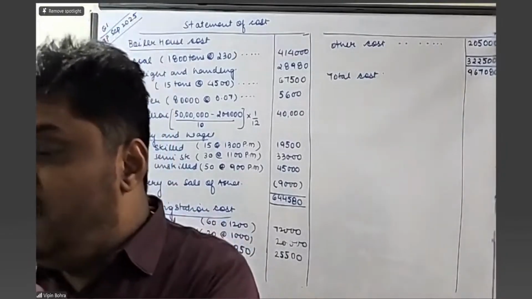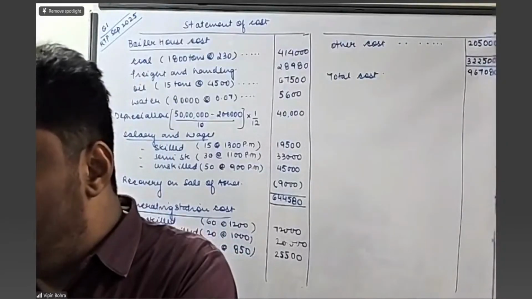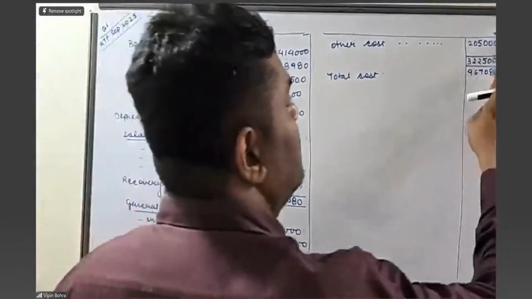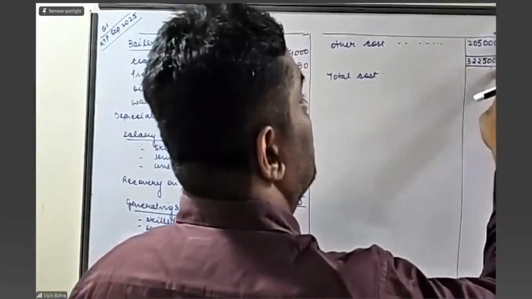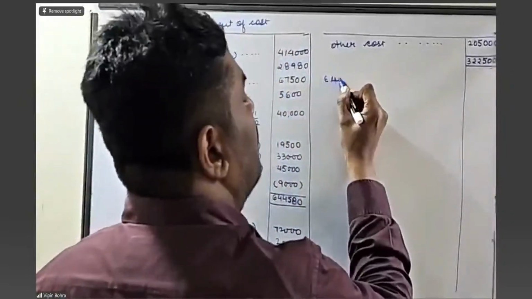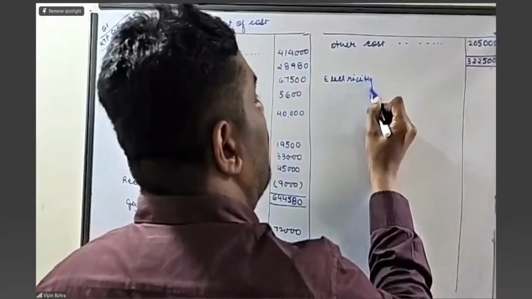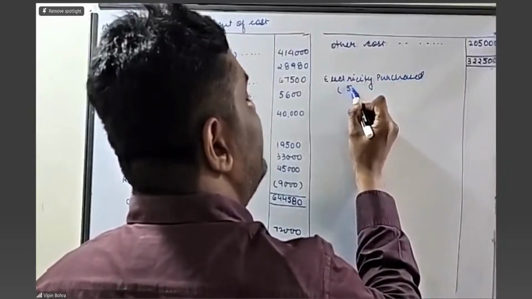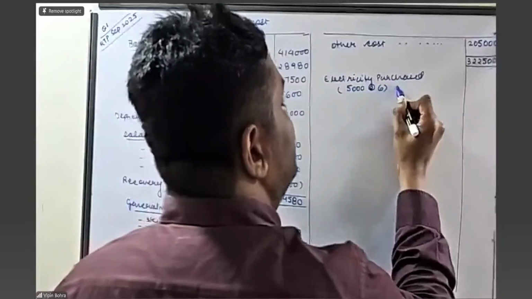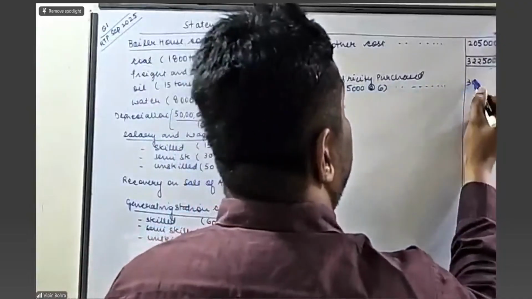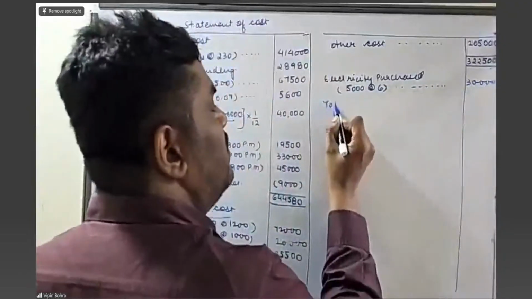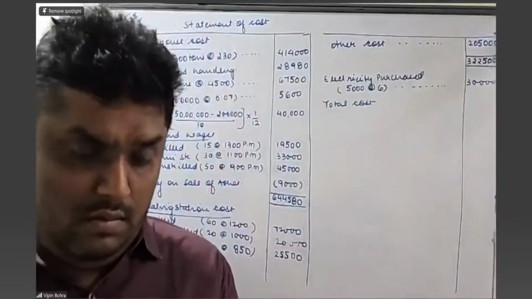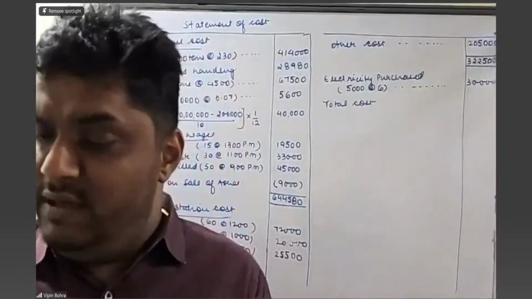Okay, one more cost is there, electricity purchase from grid to meet the emergency requirement, that is 5,000 units at the rate 6. Five thousand units we have purchased at the rate 6. So it comes to 30,000. So my total cost will be how much now? We'll add 997,080.